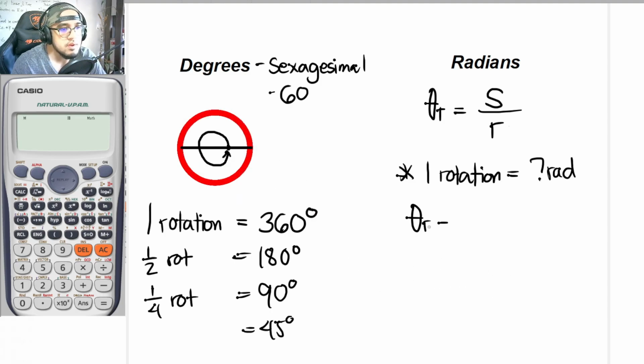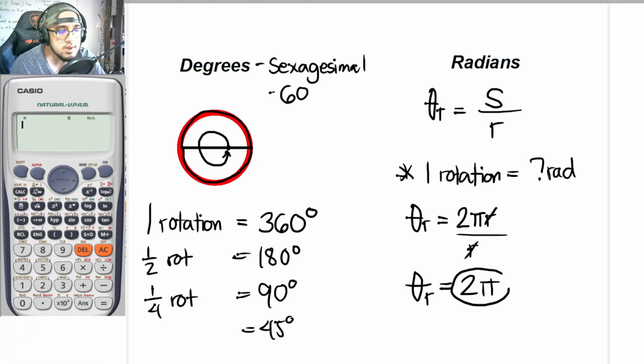Okay, so if this is the arc subtended by one full rotation, which is the circumference, then that is equal to 2 pi r. That is just for your s. We then divide this by r. With that, r cancels out, and we can say that the angle in radians for one full rotation is equal to 2 pi. Once again, 2 pi is the angle in radians for one full rotation. Take note of this.